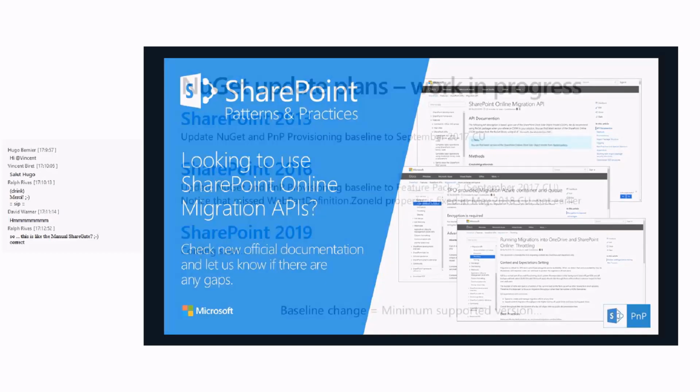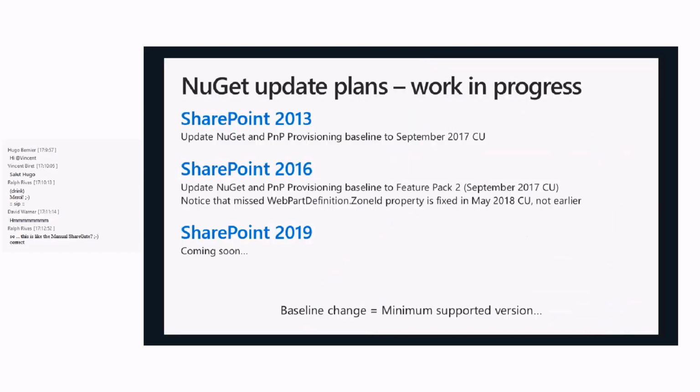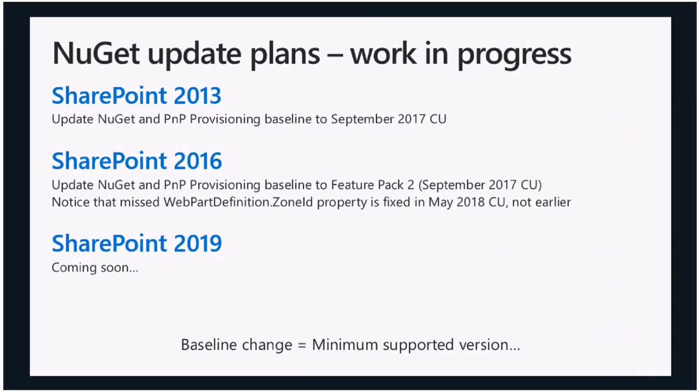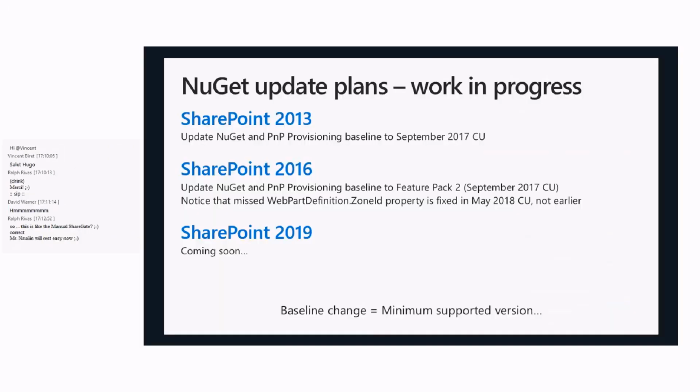Now, other stuff. We talked about this one 2 weeks ago, but I wanted to still raise it quickly here. We are looking into increasing the baseline versions of the PnP provisioning engine and PnP PowerShell and all of that. Last time nobody was really jumping on this one, but I just want to double check that we're good with this one. What we're basically saying is that after we increase the baseline version, you can no longer have an older version of SharePoint 2013 than the September 2017 CU, or an older version of SharePoint 2016 than Feature Pack 2.